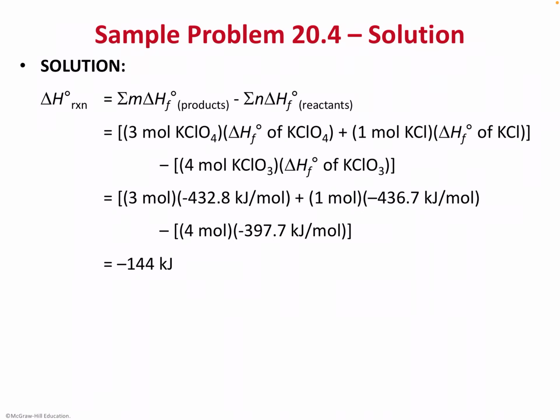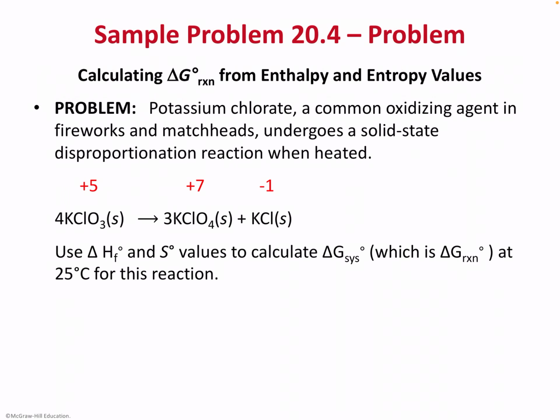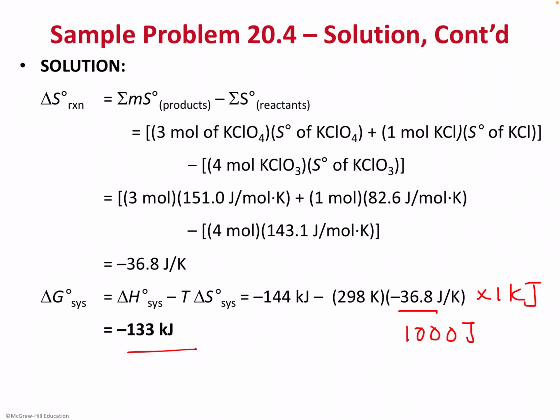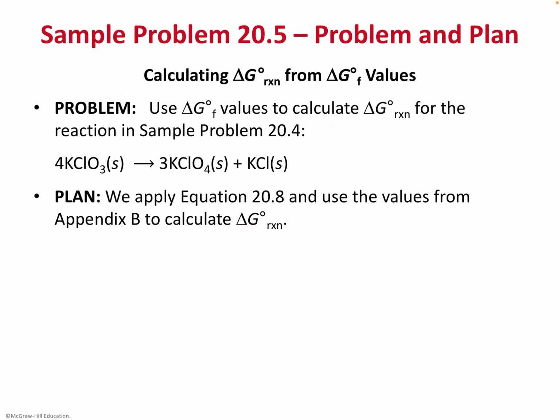That is how you calculate it. So we wanted to find the delta G. We used delta G equals delta H minus T delta S, and we calculated delta H separately and delta S separately. Also, we can calculate the delta G of the reaction using the delta G of formation values. Use delta G naught formation values to calculate delta G naught for the reaction.